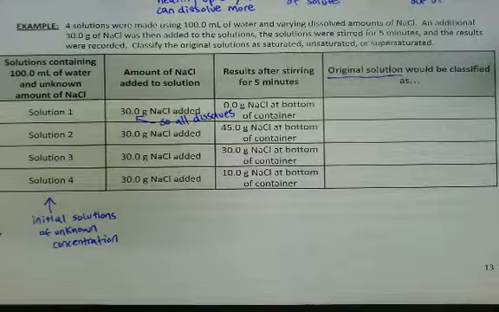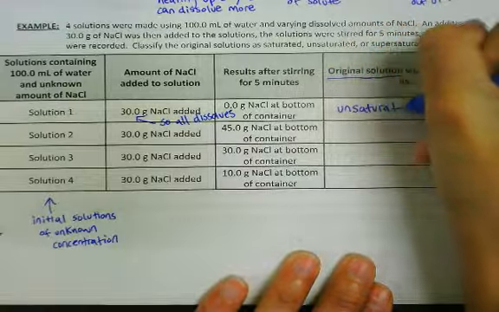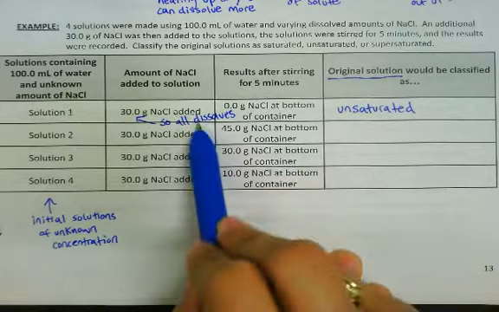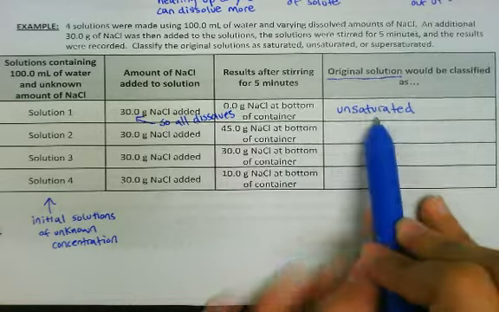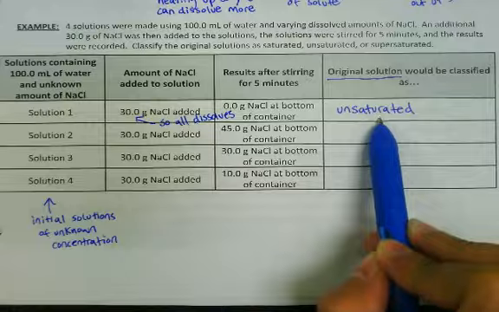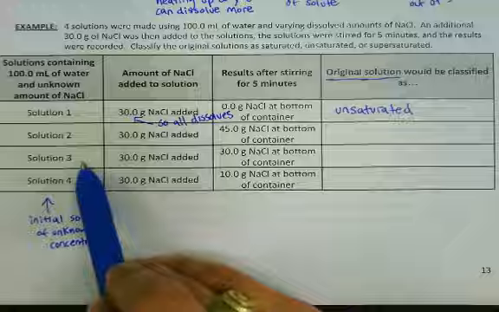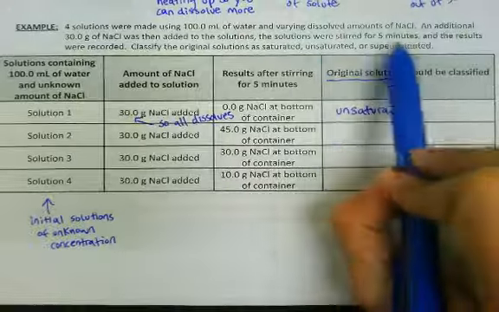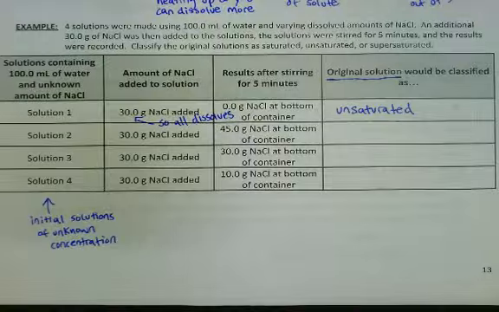Unsaturated, yeah. Unsaturated. There was still room for more to be dissolved. If any amount that you add dissolves, your original solution was unsaturated because there was still room for more solute to be dissolved. So your challenge now is to figure out if solution 2, 3, and 4 were saturated, unsaturated, or supersaturated based on what we see after 5 minutes. So work on those. You can work with your table, and then we will go over those here shortly.